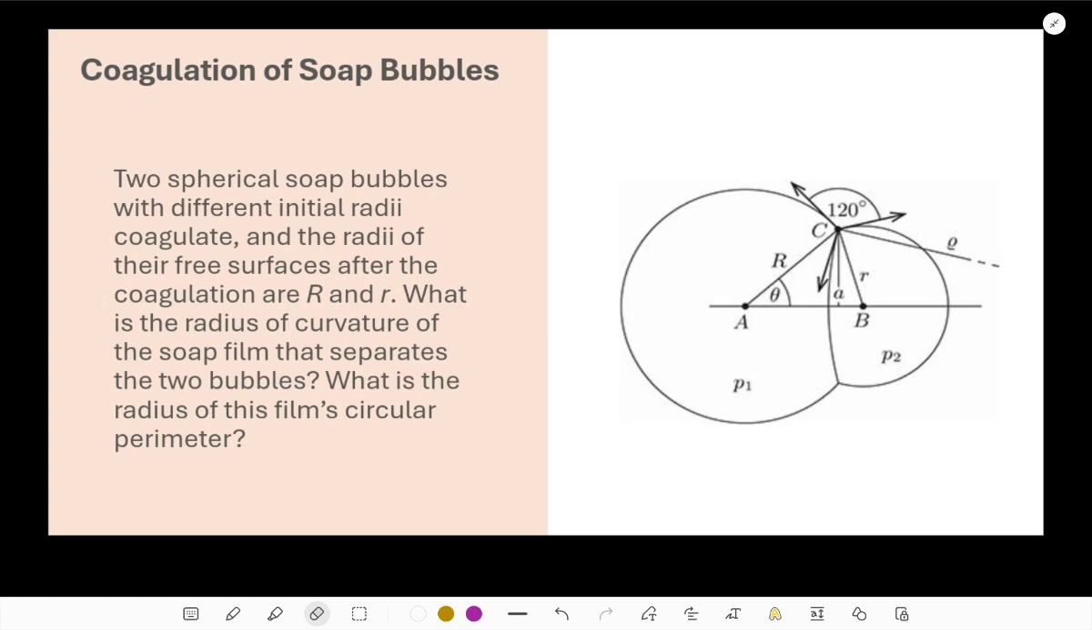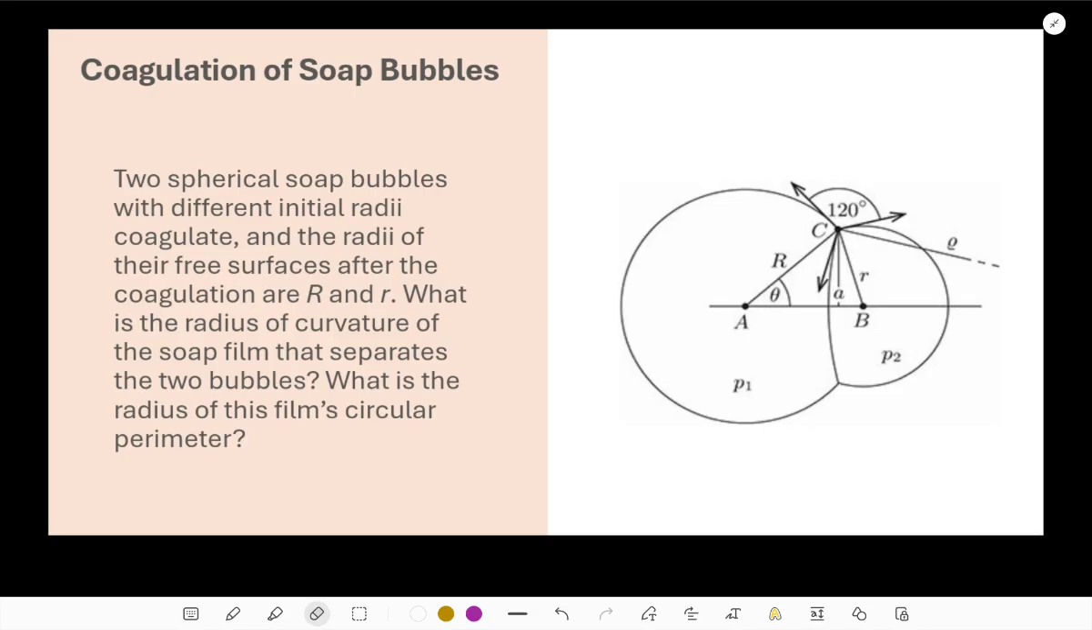Let me first read you the statement of the problem. Two spherical soap bubbles with different initial radii coagulate, and the radii of their free surfaces after the coagulation are R and r. Their initial radii were capital R and small r. What is the radius of curvature of the soap film that separates the two bubbles? What is the radius of this film's circular perimeter? So I'm going to solve it all.